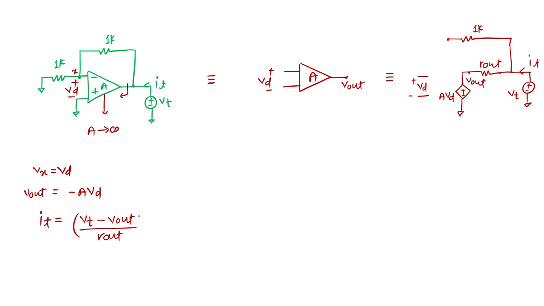Okay. This is the one current component. What is the other component? The other component is (VT minus Vx) by 1K. This is the other component of the current. These are the two components which are contributing to IT.